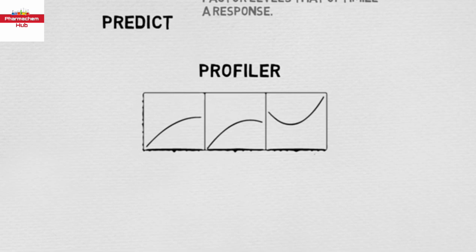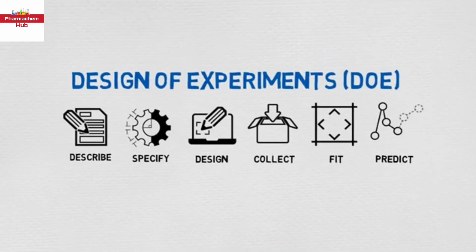So those are the 6 steps in the DOE process. First, you describe. Then you specify, next you design, then go collect, you'll then fit your model, and then you'll predict.